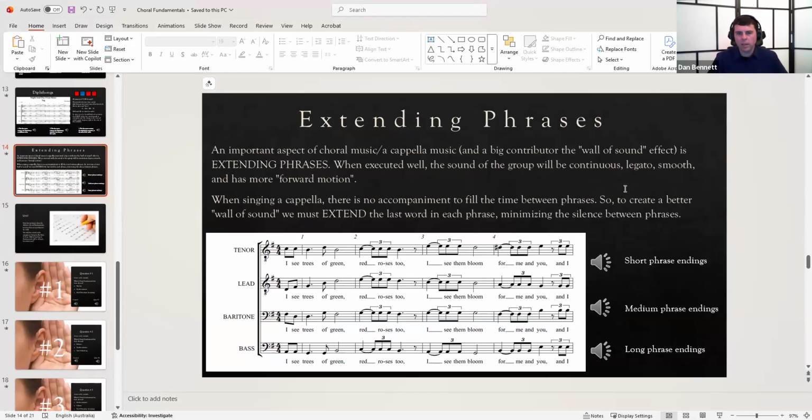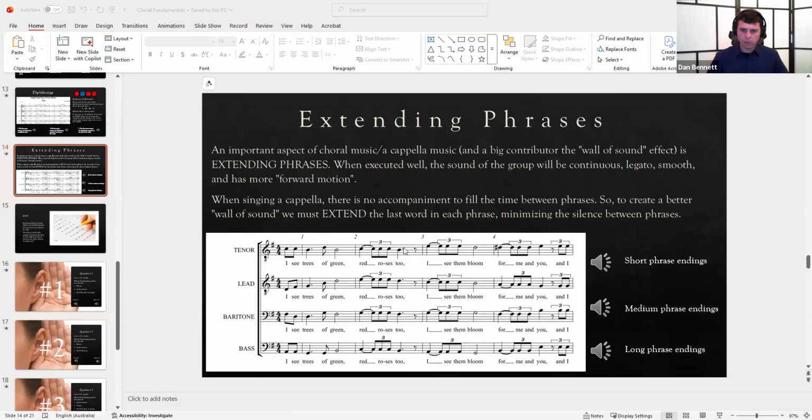When executed well, the sound of the group will be continuous, legato, smooth, and has more, quote, forward motion. When singing a cappella, there is no accompaniment to fill the time between phrases. So, to create a better wall of sound, we must extend the last word in each phrase, minimizing the silence between phrases. For this example, I used I See Trees of Green, the song made famous by Louis Armstrong.